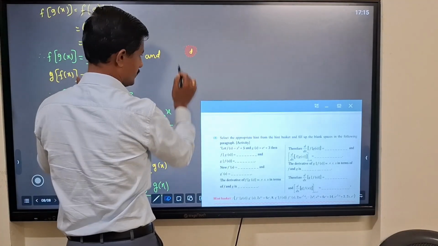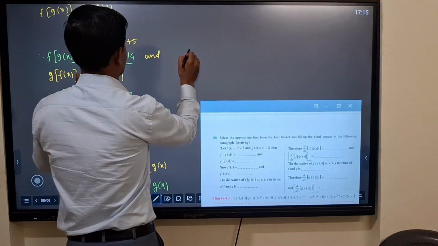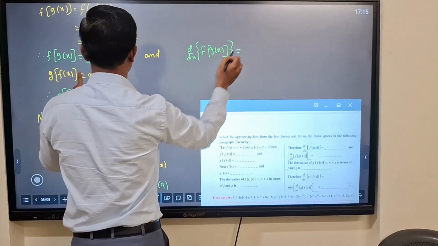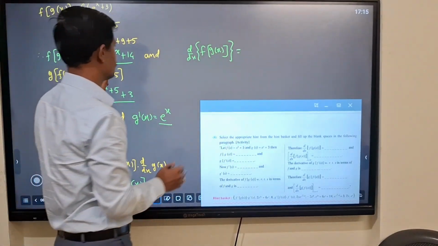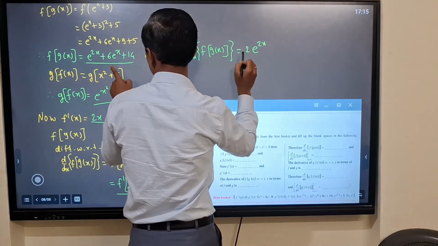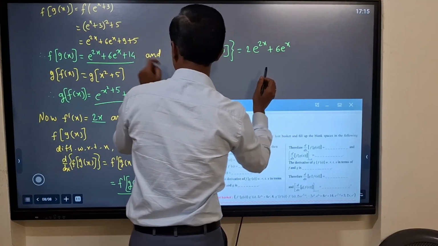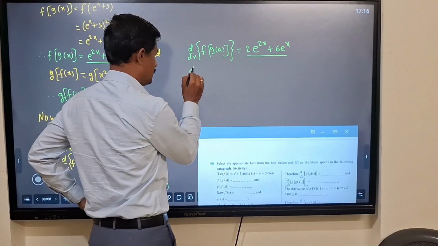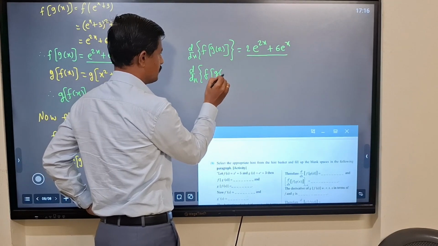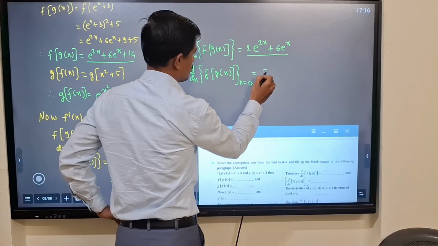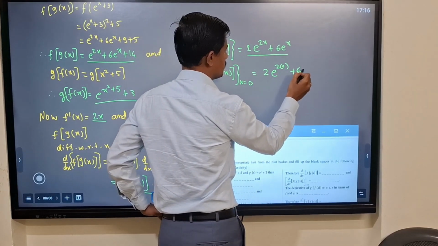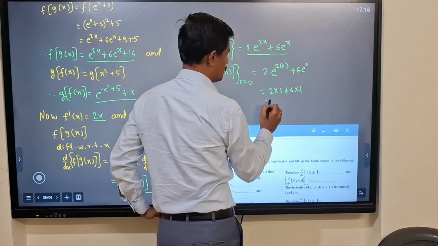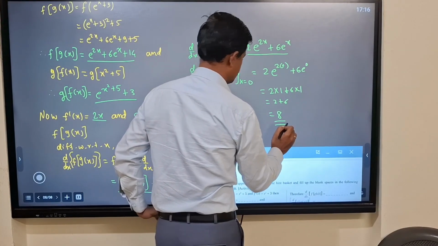d dx of f of g of x is differentiation of this. I will write down direct differentiation. Differentiation of e raised to 2x is 2 e raised to 2x, plus 6 e raised to x, and this becomes 0. Okay, this one. And next they asked this at x equal to 0. So d dx of f of g of x at x equal to 0 is 2 e raised to 0 plus 6 e raised to 0, equal to 2 times 1 plus 6 times 1, since something raised to 0 is 1. So 2 plus 6 is simply 8. Okay.